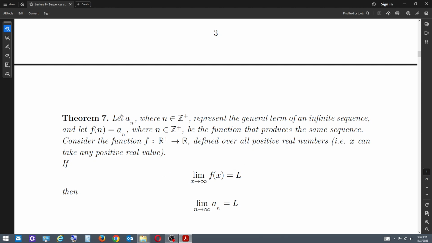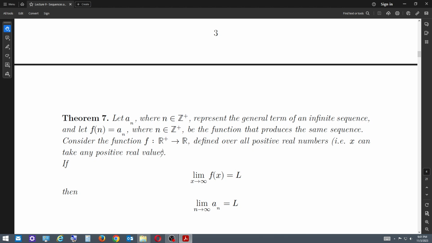So what this theorem says is, we have n a positive integer. Let a_n represent the general term of an infinite sequence, and let f(n) be the function that generates or produces the same sequence. So basically f is a function that, if n were an integer, gives us the terms of the sequence. Now what we're going to do is change the domain of f. Rather than integers, we're going to change it to positive real numbers. The domain is positive real numbers this time, and when we plug in a positive real number, we'll get some real number.